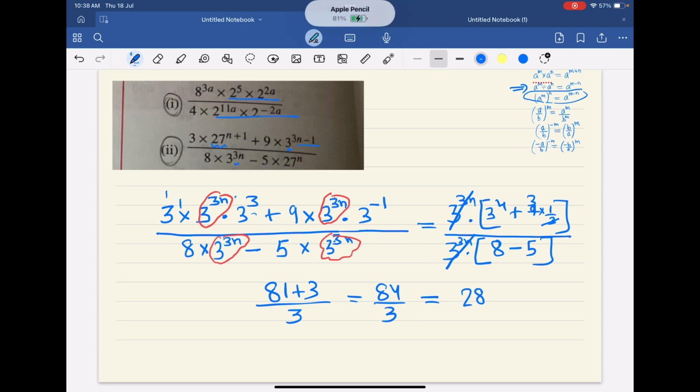Okay, so these are good questions, and in fact you can utilize the same properties to solve other questions. If you want to know more about exponents, you can keep watching the channel, because I would be coming out with many more tutorials for the students.